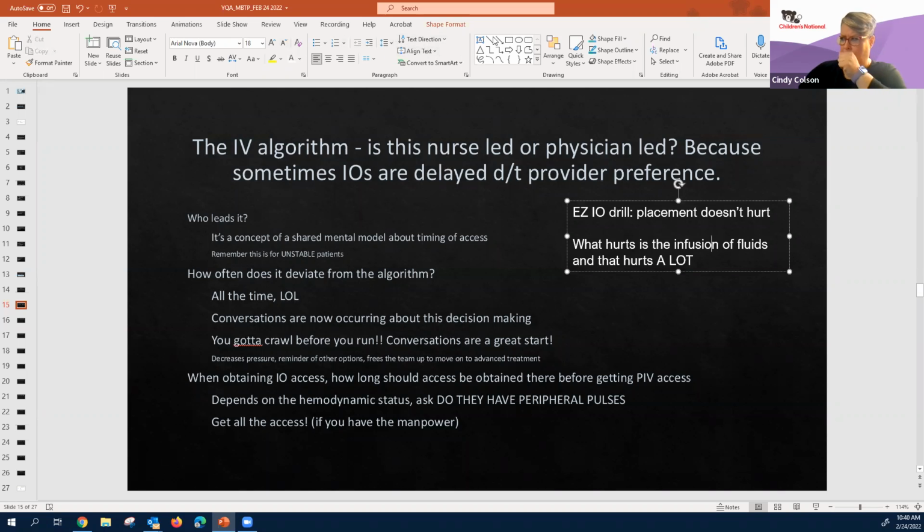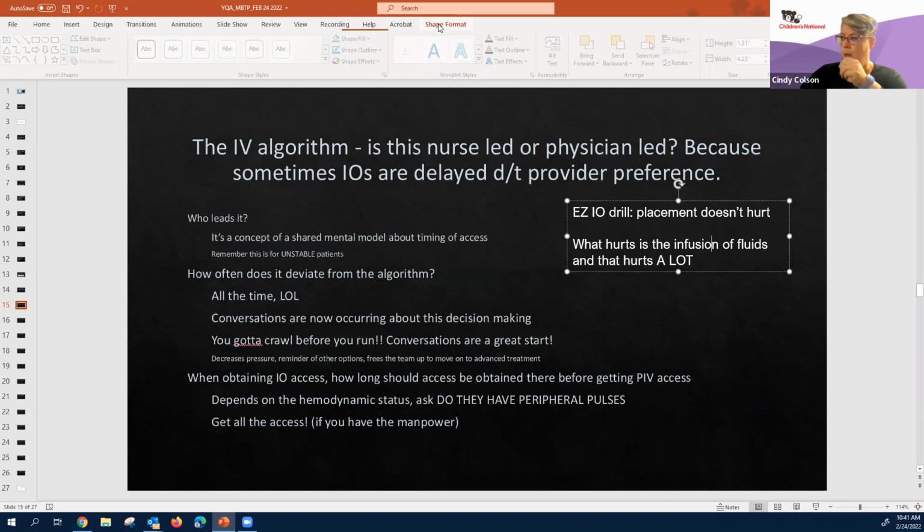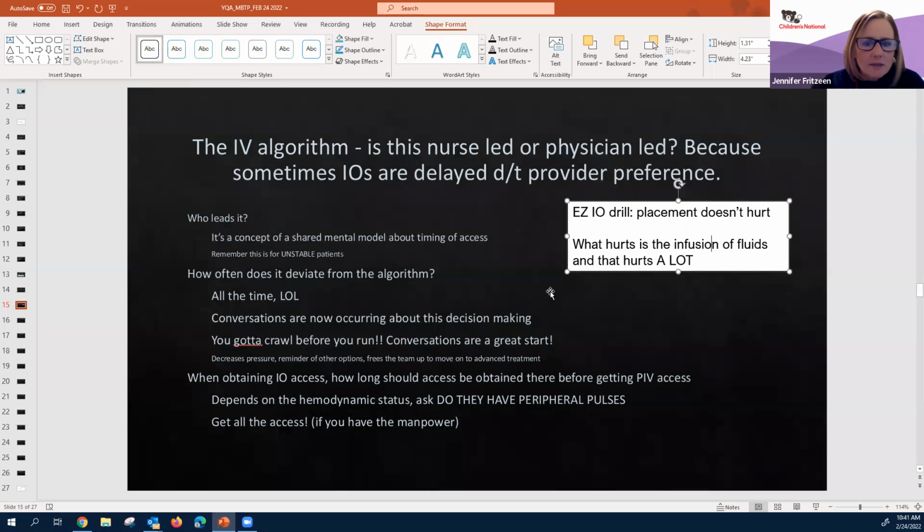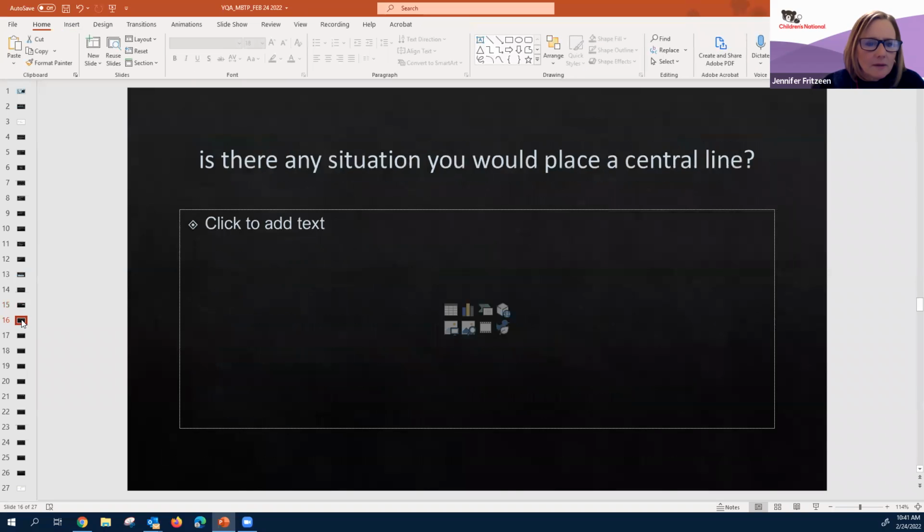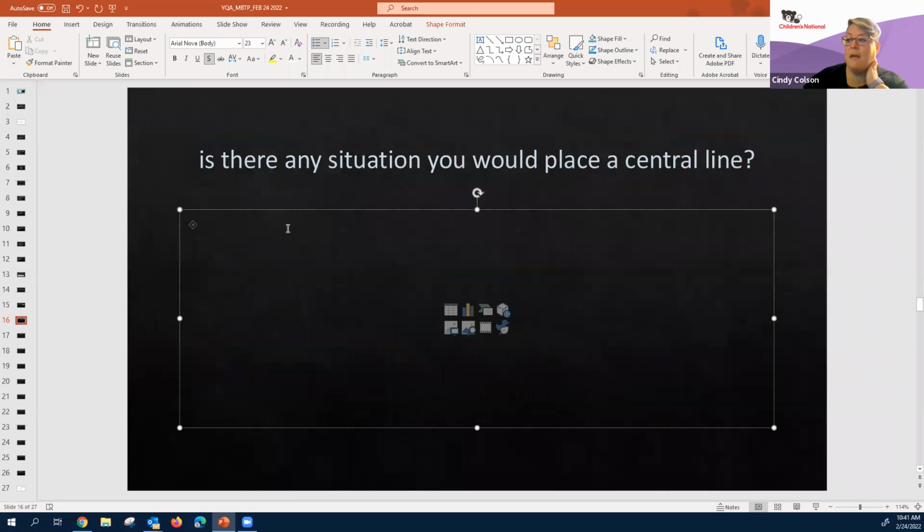Anything else? Not that I can think of, and not that I remember seeing. Okay. Is there any situation where you would place a central line? I think that the setting for this question would be the ER.